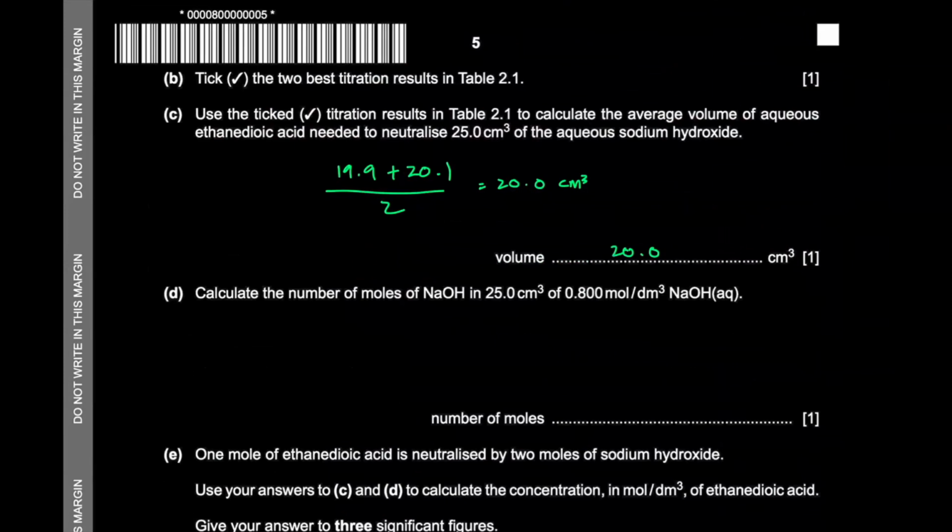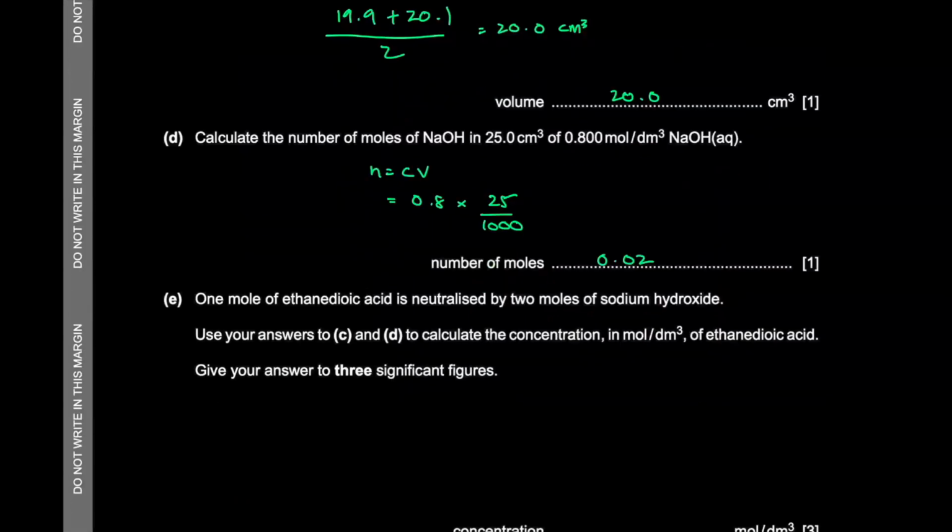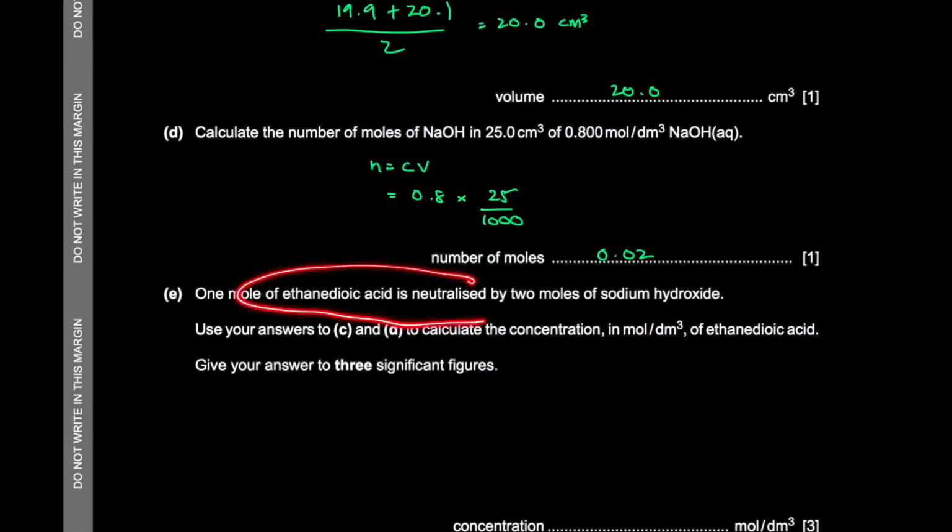Calculate the number of moles of NaOH in 25 cm cube of 0.8 mole per dm cube NaOH. Number of moles is just concentration times volume. Concentration is 0.8. It's in moles per dm cube, so volume is 25 over 1000 decimeter cube, to convert from cm cube to dm cube. This comes out to 0.02 moles. 1 mole of ethane dioic acid is neutralized by 2 moles of sodium hydroxide.